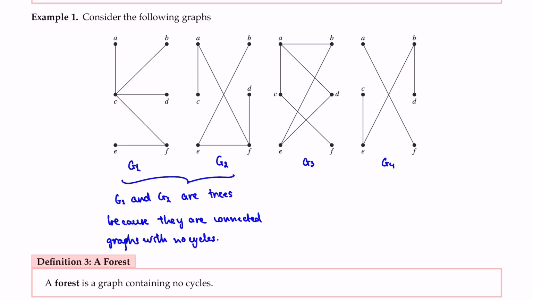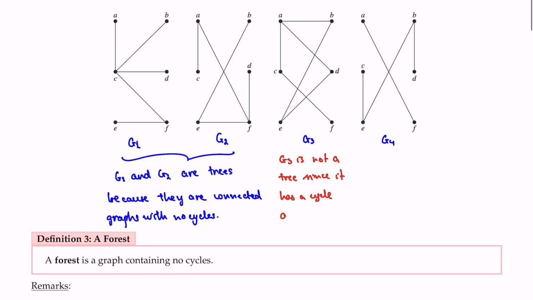G3 is not a tree even though it's a connected graph, because there's a cycle inside this graph. A cycle you can form is A, B, E, D, and then from D you go back to A, so that's the cycle. You can form other cycles inside this graph as well, right? But overall, it's not going to be a tree. So G3 is not a tree since it has a cycle, and the cycle that we form is A, B, E, D, A.